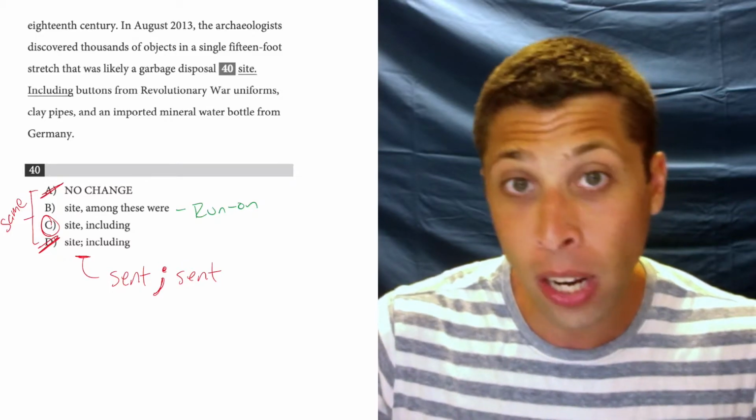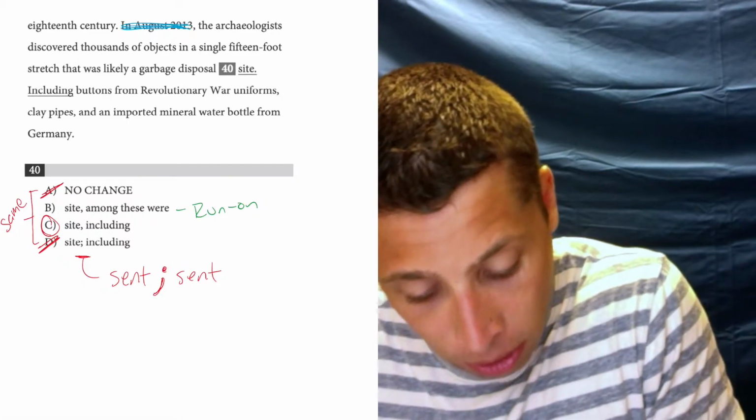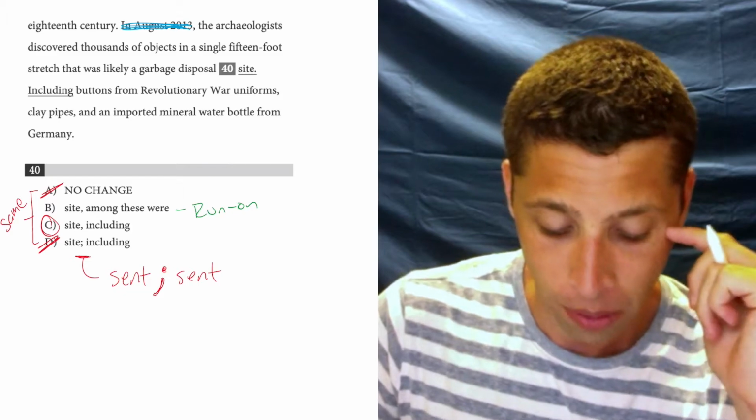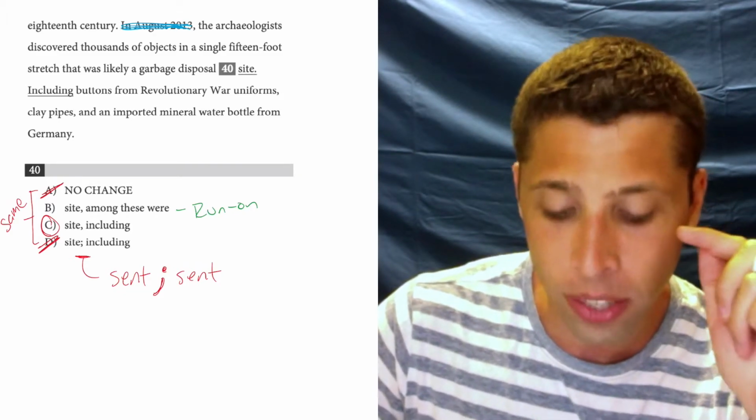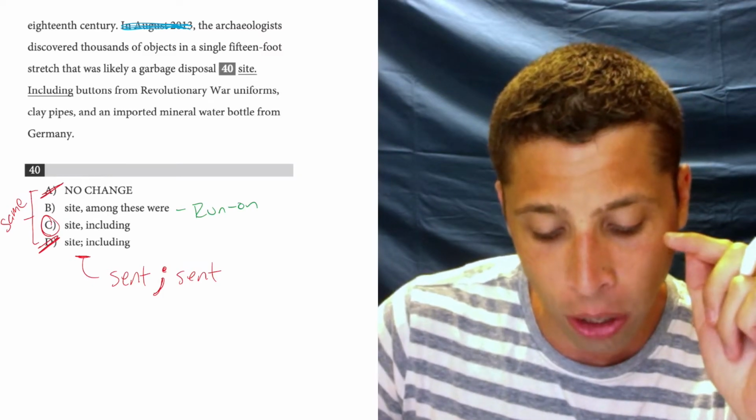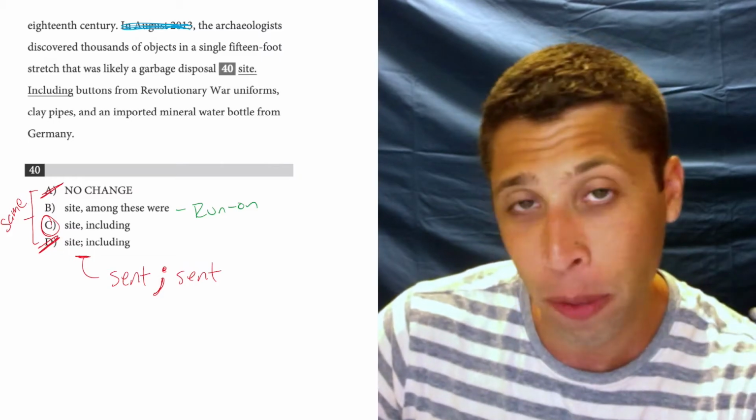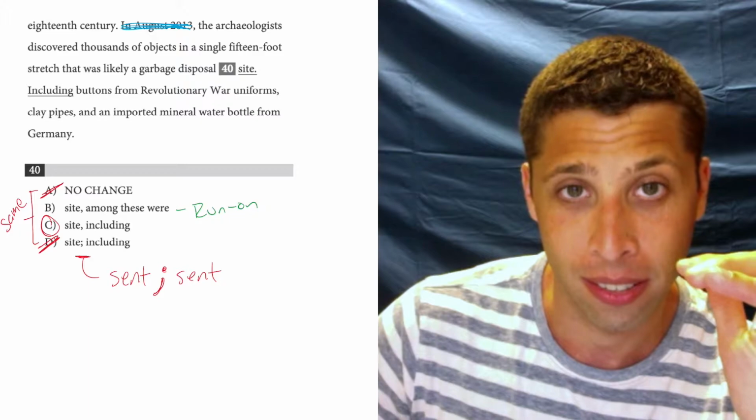Well, "in August 2013," that's extra. So I'm just going to cross that out right from the get-go here. It's like a little clause that's leading into my main sentence. The archaeologists discovered thousands of objects in a single 15-foot stretch that was likely a garbage disposal site. That's a sentence. I could end that with a period. I've completed my thought. I've completed my idea. That part is a sentence.